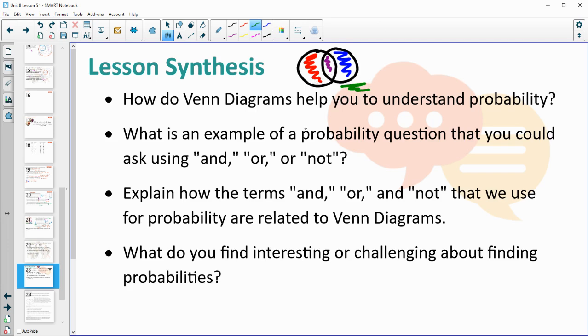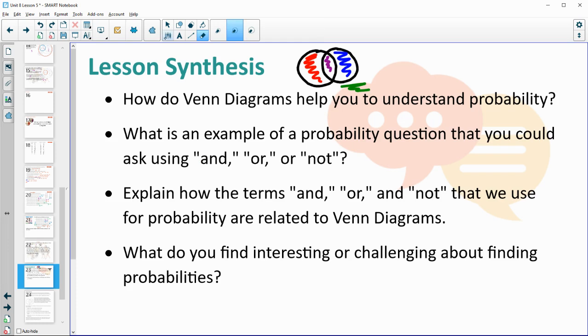And then what's an example of a probability question that you could ask using and or? So maybe something like, how many people in your class play a sport and are in choir? So they could be in either of those. They could be in both of those. They wouldn't have to be in either. Okay, they could be in neither.